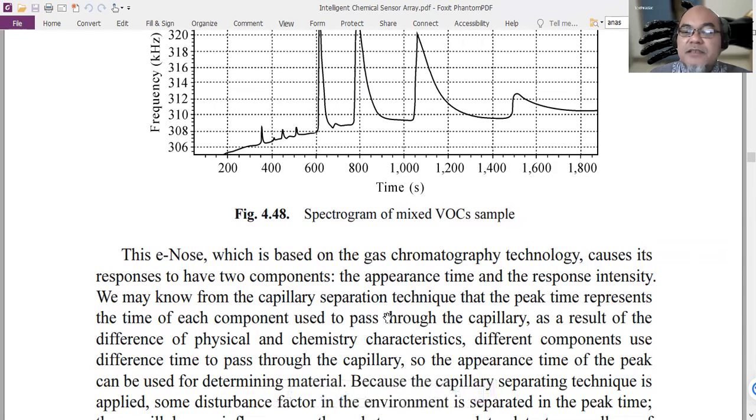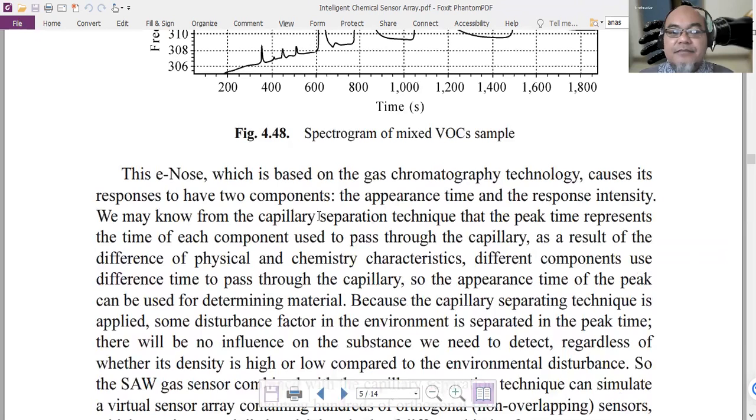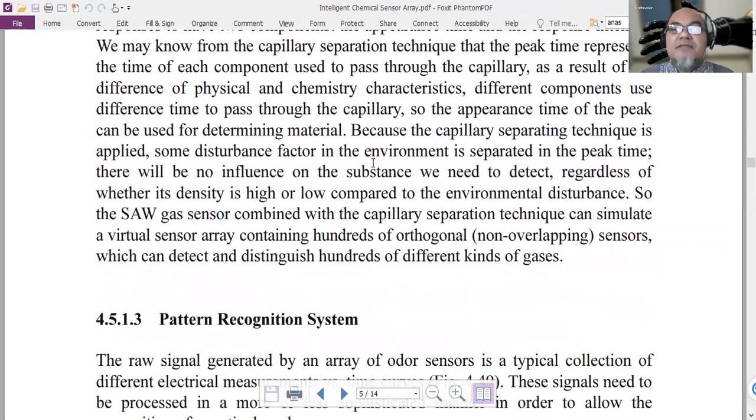So in the capillary from the GC technique, the peak time here, when it appears, represents the time each component of that gas used to pass through the capillary. So usually the one that appears at the earlier time is the smaller gas, smaller VOC, volatile organic compound, and the one that appears at the later time is the heavier gas. The appearance time of the peak can be used to determine the material. Because the capillary separating technique is applied, some disturbance factors in the environment are separated in the peak time. No influence on the substance.